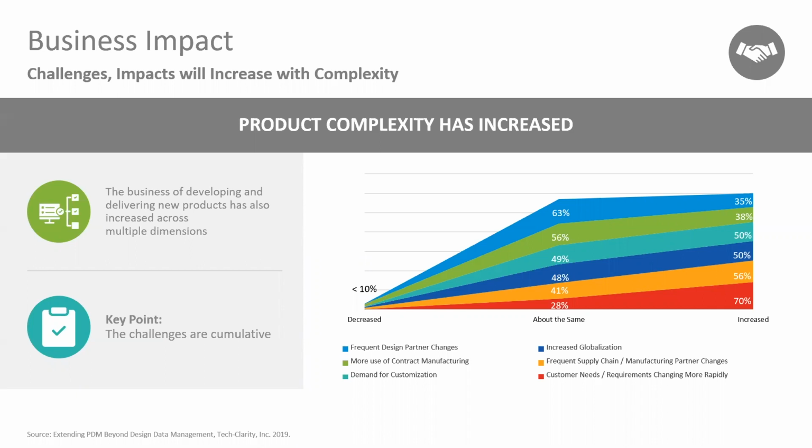One thing I want to make sure of is that we did this great survey with the company named Tech Clarity. We got great results. And this is one result or graph that I was so adamant that we keep. So product complexity has increased, but the business of developing and delivering new products has also increased across multiple dimensions. The market is more dynamic, with 70% of companies saying that customer needs or requirements are changing more rapidly. About 1/3 say that it has increased significantly. Again, the French Canadian. Manufacturing products has also gotten more dynamic. Over 1/3 have increased contract manufacturing, but more telling is that the majority have experienced more dynamic supplier change. In fact, 56% say they have more frequent supply chain manufacturing partner changes now. Half of them have seen continued increase in globalization and the demand for customization.